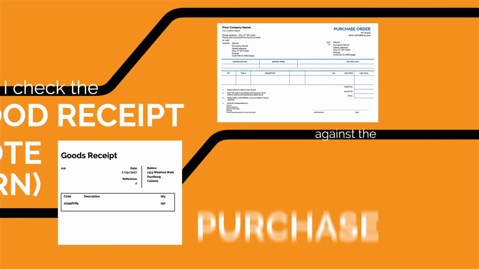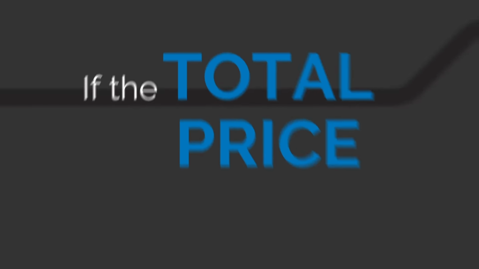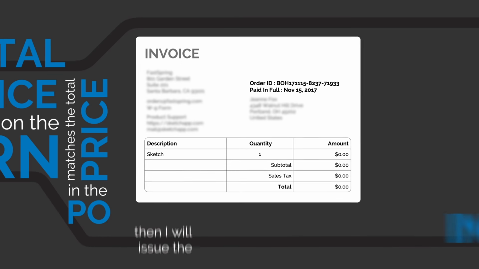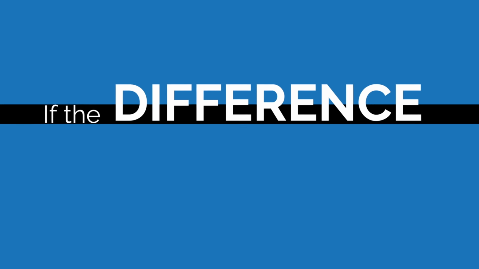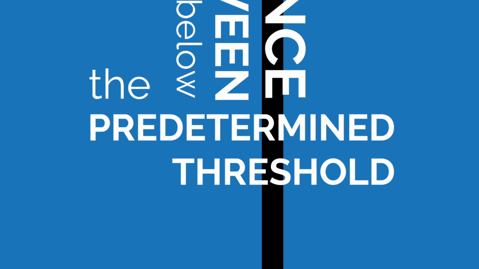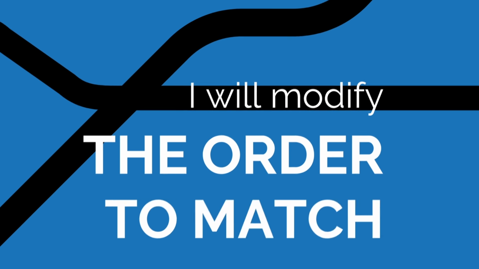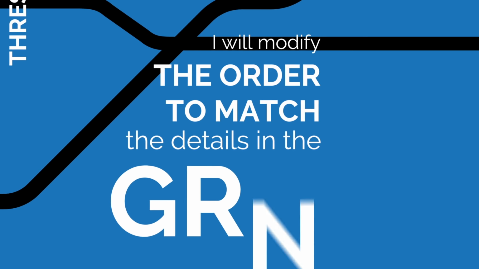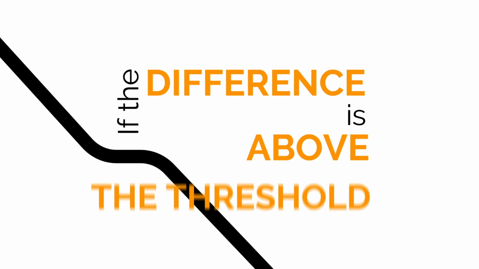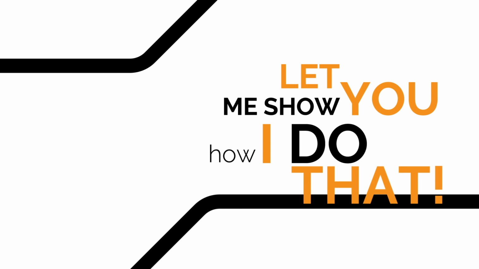First, I check the goods receipt note against the purchase order. If the total price on the GRN matches the total price in the PO, then I will issue the invoice. If the difference between the two prices falls below the predetermined threshold, I will modify the order to match the details in the GRN, and I'll issue the invoice after that. If the difference is above the threshold, then I will email my supervisor to handle the issue. Let me show you how I do that.